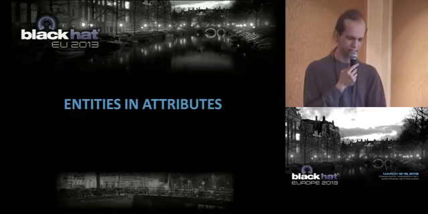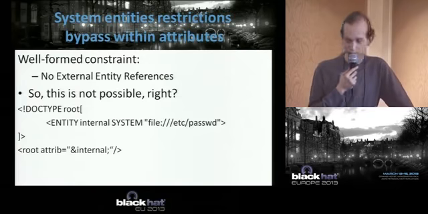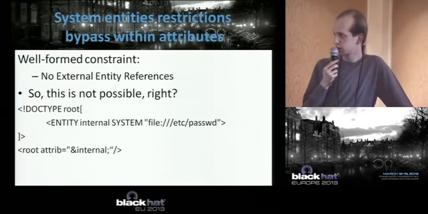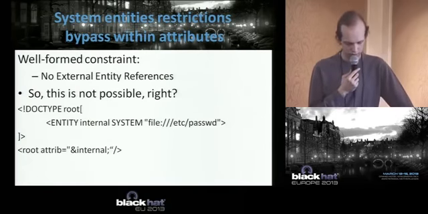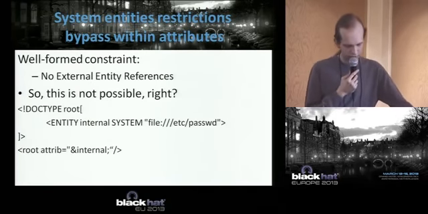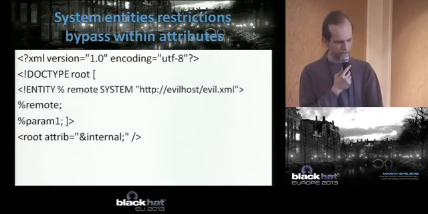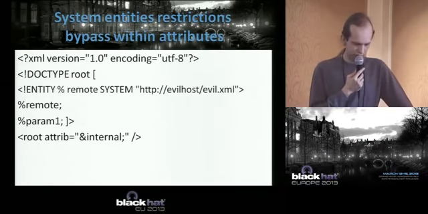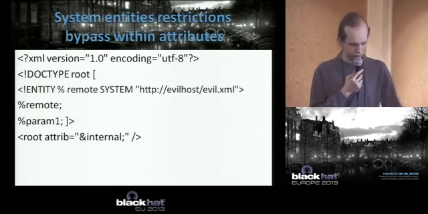And let's concentrate on entities in attributes. We have a sample XML document with entity internal, and when we send this document to the parser, it will return: pair reference should not exist in attribute value, directly or indirectly. But let's combine two previous examples with parameter entities and entity in attribute.